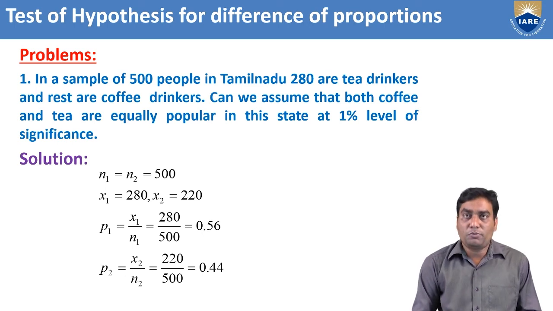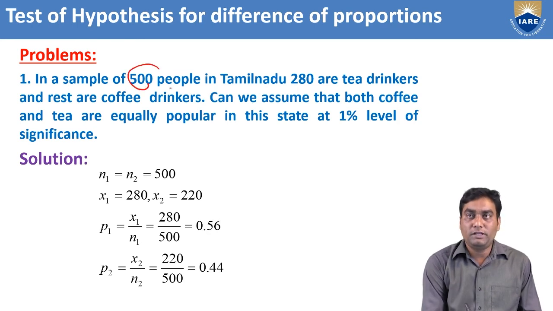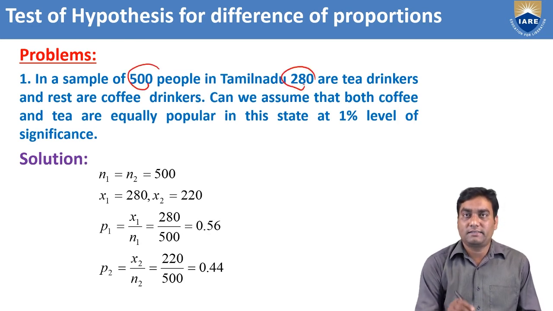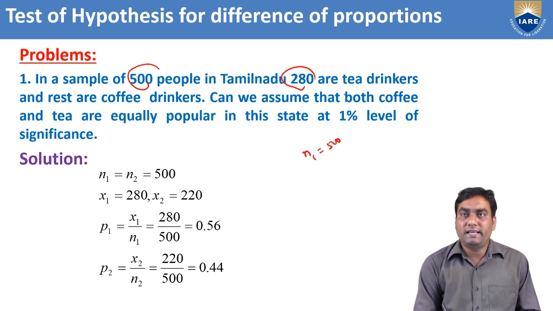Suppose we take one problem on test of hypothesis for difference of proportions: in a sample of 500 people in Tamil Nadu, 280 are tea drinkers and the rest are coffee drinkers. So N1 equal to 500. 280 are tea drinkers and the remaining 220 are coffee drinkers. And N2 equal to 500. Both came from the same population. Can we assume that both coffee and tea are equally popular in this state at 1% level of significance?